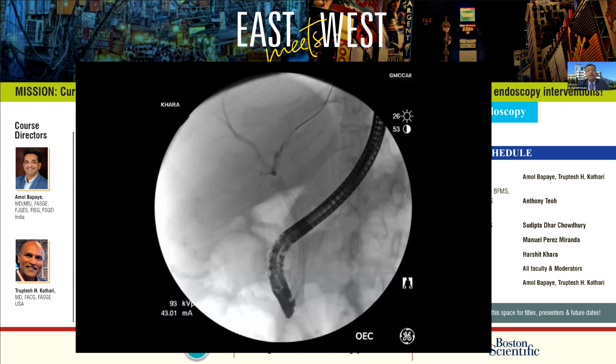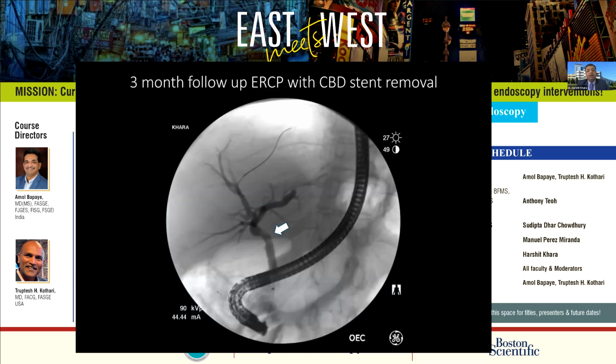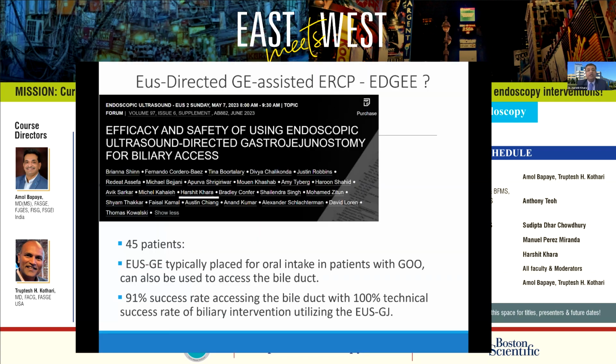And this patient came back for a 3-month follow-up, and upon removal, the stricture is completely resolved. So these procedures definitely have life-altering and organ-preserving outcomes. I know in the past when we were in trouble, we used to call surgeons, and now we're at a time where when the surgeons are in trouble, they call us for help.